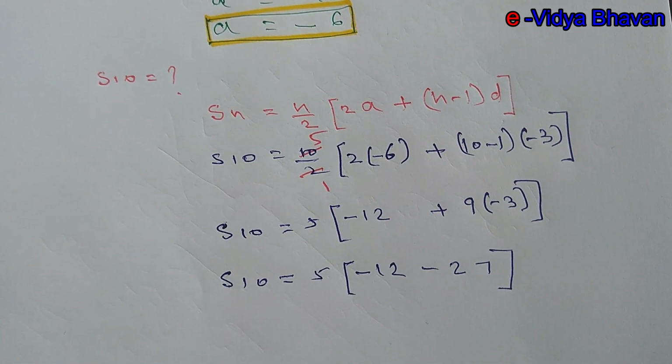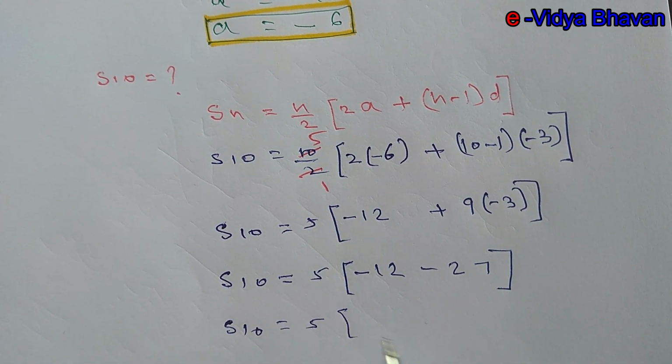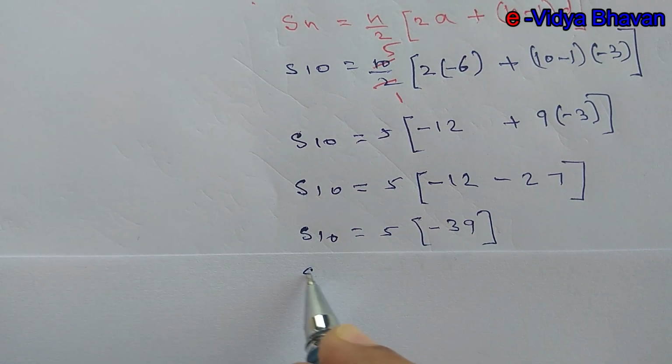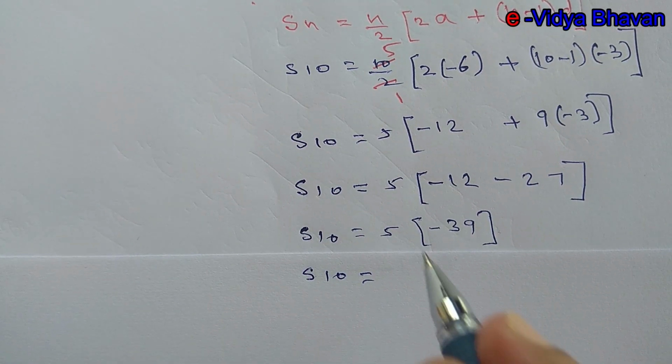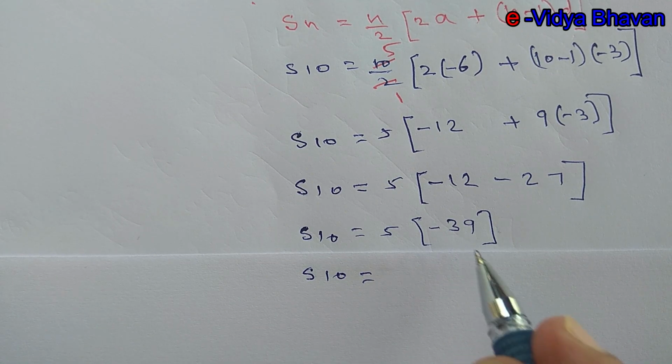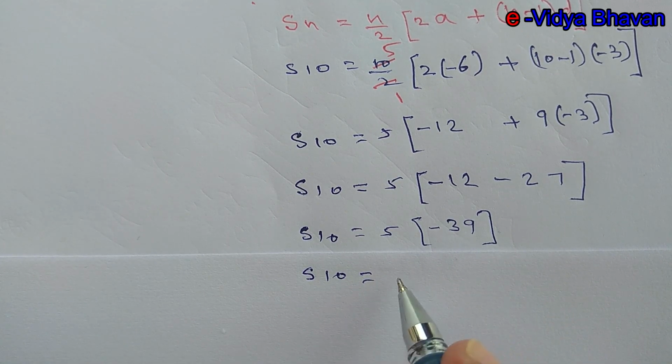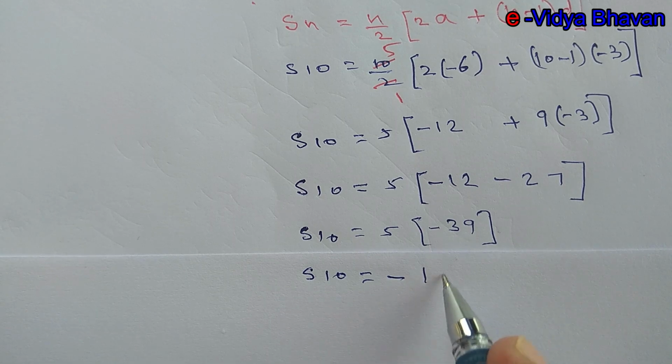Further we can go, S10 equal to 5 into minus 39. S10 equal to 5 into minus 39 will give us minus 195.